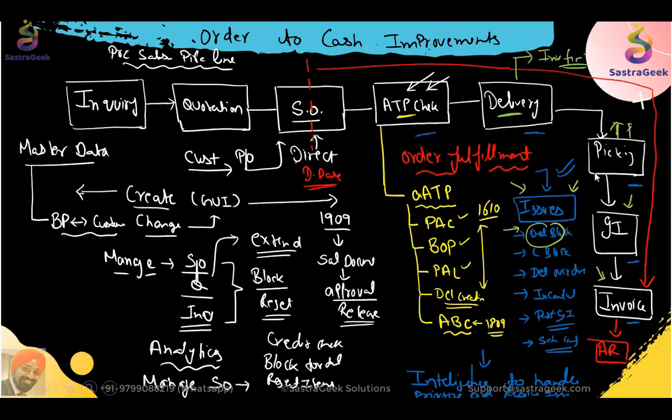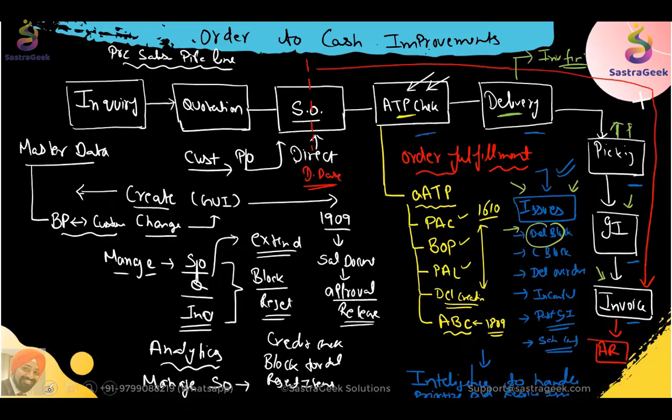Yeah, I had a question. Yeah, please. You said that for ATP, we need AATP, which needs a separate license. So what about the back order processing and the product allocation? Do they also need a separate license?